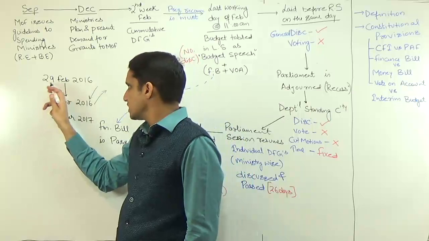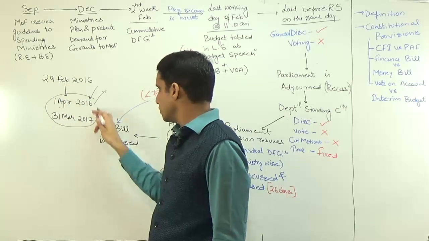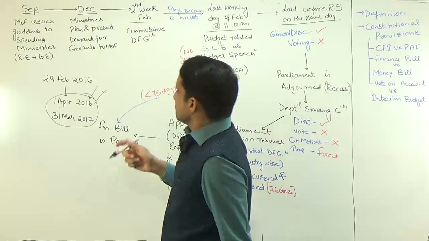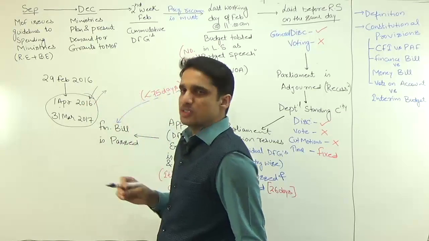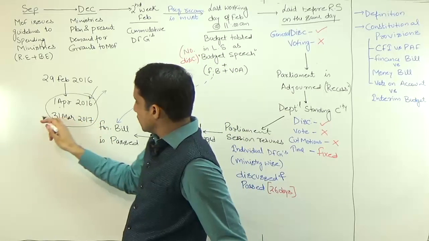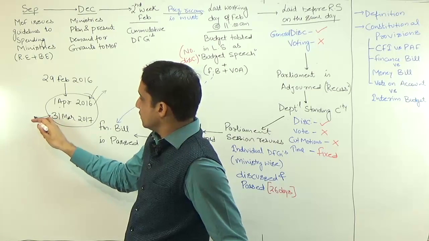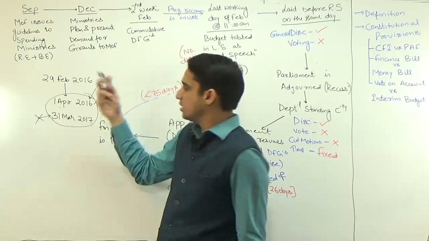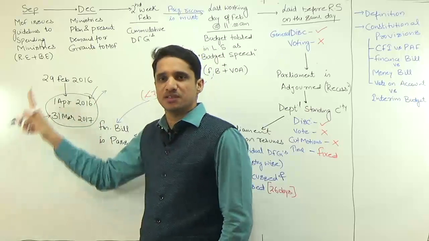So this budget which was tabled on 29th Feb 2016, the applicability will be 1st April 2016 to 31st of March 2017. Suppose in this budget, the Ministry of Finance allocated some funds to the Defence Ministry, and if the Defence Ministry is not able to use the funds by 31st of March 2017, all of the remaining funds will lapse. It means they cannot carry forward the remaining funds. So these types of funds are known as lapsable funds.